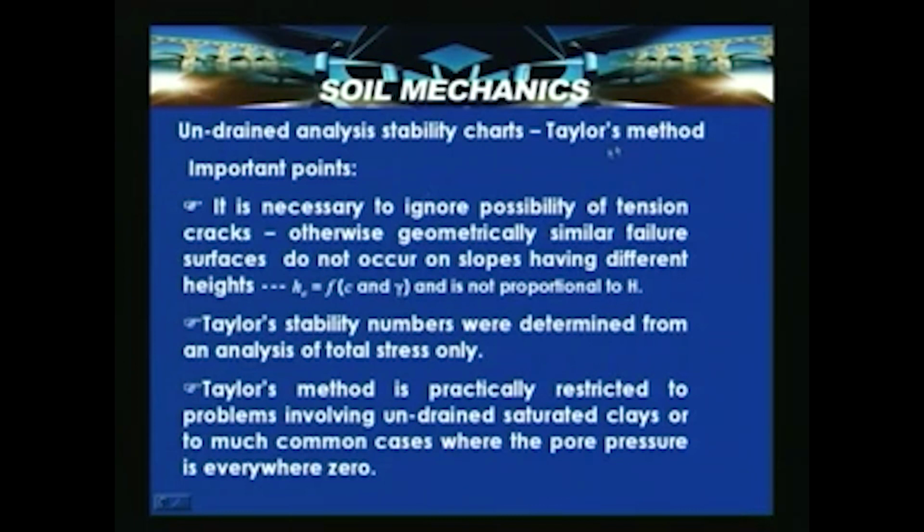So, some important points to summarize for Taylor's method are: it is necessary to ignore the possibility of tension cracks, otherwise geometrically similar failure surfaces do not occur on slopes having different heights. So, Hc is a function of C and gamma and is not proportional to height h. Taylor's stability numbers were determined from an analysis of total stress only. That has to be remembered for undrained condition and total stress only.